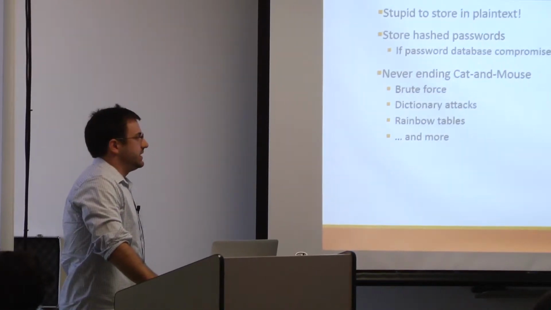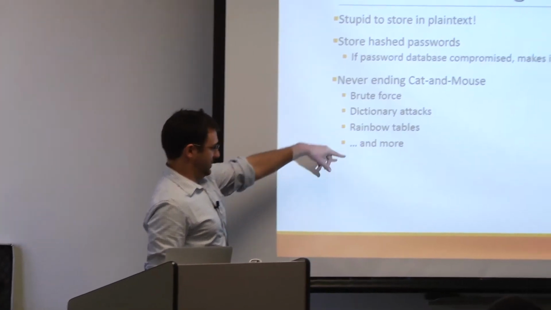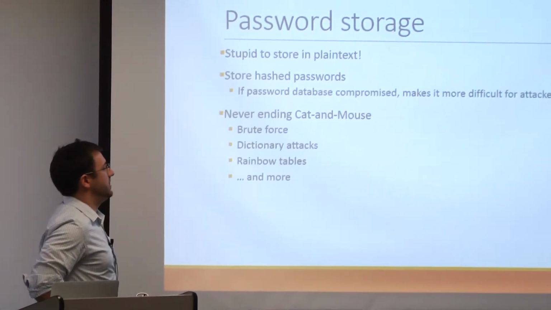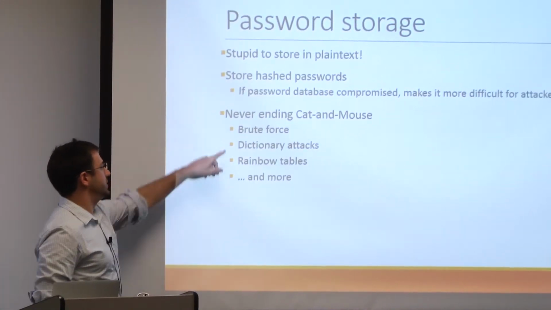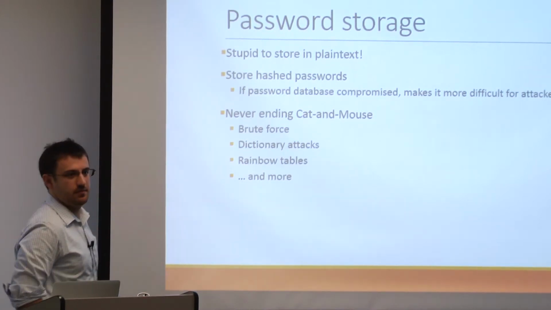And it's a never-ending game of cat and mouse. There are so many ways to try to reverse the hash value. There's brute force. There's things called dictionary attacks. But what I want to talk about are rainbow tables, because I think they're pretty cool.